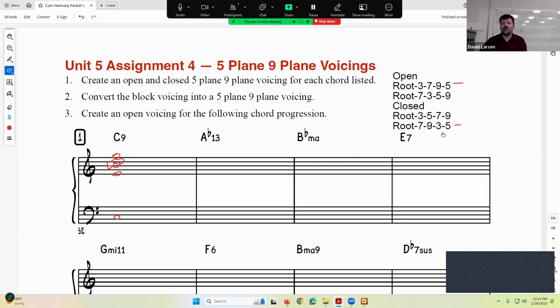Okay, let's do this one. So I'd have the root on the bottom again. And then I need 7, which is B flat. And then I'd need 9, which is D. Need E, which is third, and G, which is 5. Okay, that's how you do that one. You just keep going. You just have to make sure you have the right notes for each plane.